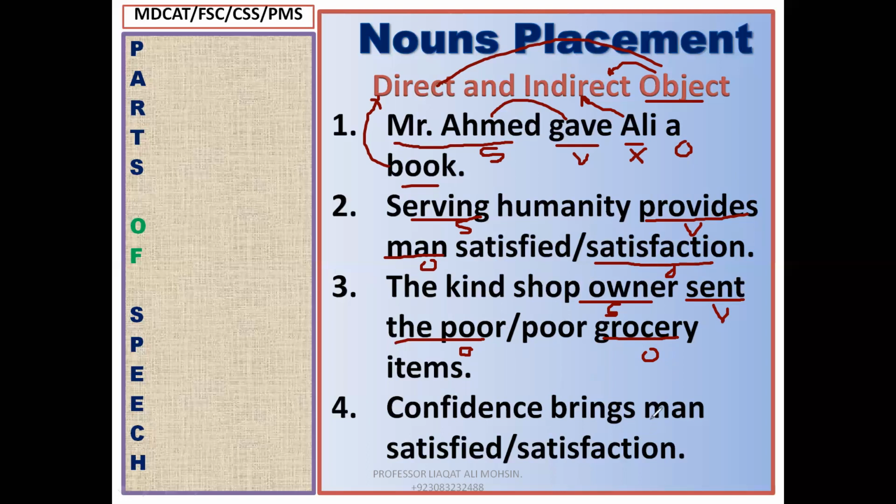Confidence brings man satisfaction. Again, brings takes two objects. These are the verbs, and we can also learn that these are the verbs which carry two objects at the same time. Man, satisfaction. One is direct, another is indirect. What brings? Confidence is the subject. Who is the receiver? Man. And what is the receiver? Satisfaction. Satisfied is what? Adjective. And satisfaction is a noun. And we know that nouns should be used in place of an object.